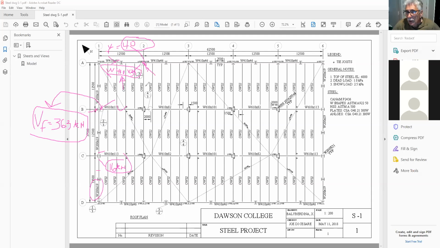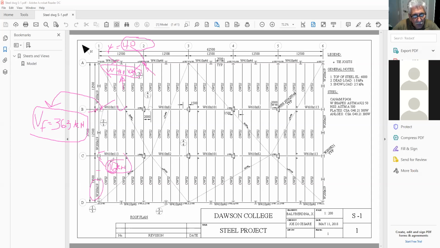Sir, I don't get it. What do you mean 16 kilonewtons is on the short side? In other words, right here, this beam is giving a shear force of 16 kilonewtons, and therefore your double angle connection here has to be designed for 16 kilonewtons.